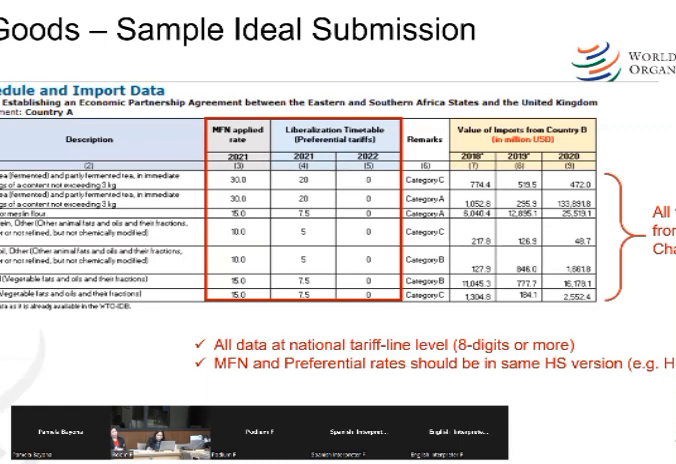So even if there are lines that are not included in the agreement, or the tariffs have not been liberalized for the agreement, they still need to be submitted with the corresponding rates. And all of the data needs to be at the national tariff line level, so it is in 8 digits or more. And all of the data should be, as mentioned, in the same HS version. Also, for the value of imports data, we prefer that the data is submitted in millions of US dollars, because otherwise it needs to be converted to this currency from the local currency provided.